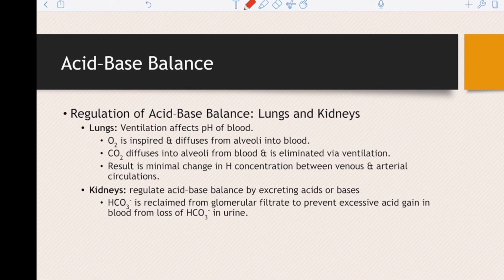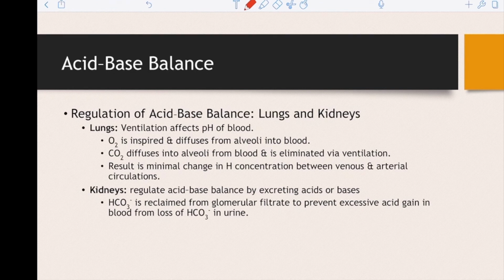And as we have briefly described before, the regulation of this acid-base balance can also be acted upon by the lungs and kidneys. So we have our buffering systems, and then we also have our lungs and kidneys. So if you haven't figured it out by now, ventilation, breathing in oxygen, breathing out CO2, is going to affect the pH of the blood, and that's because we think of CO2 as an acidic component.